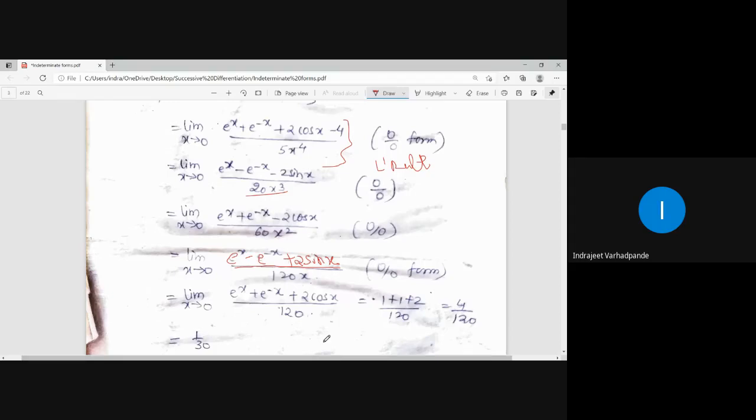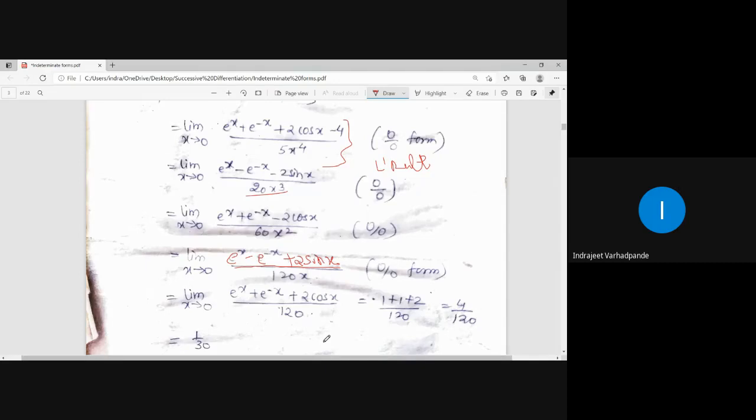Clear? I hope the simplification is very easy. Yes, sir. L'Hospital rule means applying the derivatives one after the other till you get the denominator as non-zero. Numerator can be zero, still it is permitted. But here the case is the denominator should not be zero. That is what the condition is.